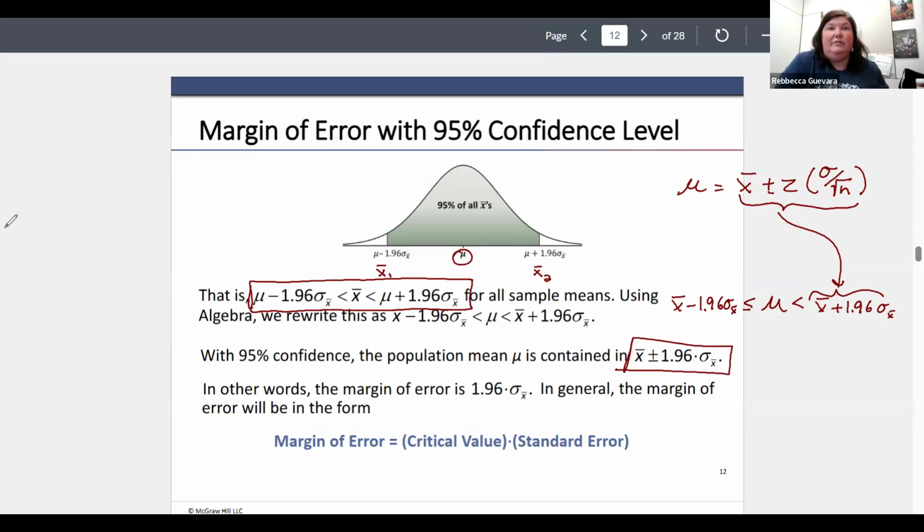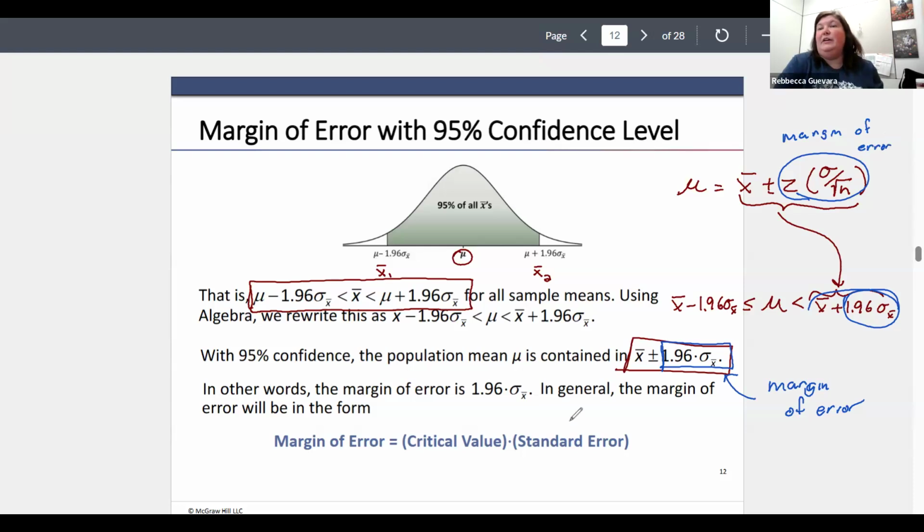So this part right here, the part that's added on to your point estimate, that is your margin of error. So margin of error is just your critical value, that z-score, times the standard error, which is your standard deviation. So it's really going to be the z times sigma divided by the square root of n.